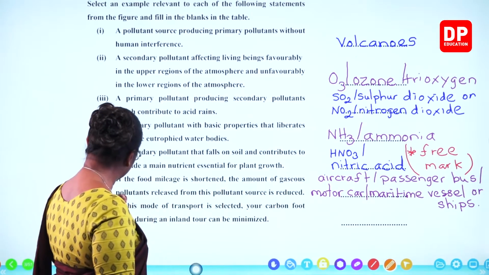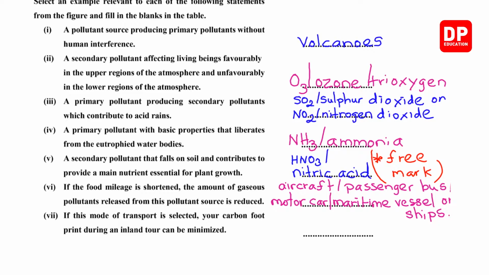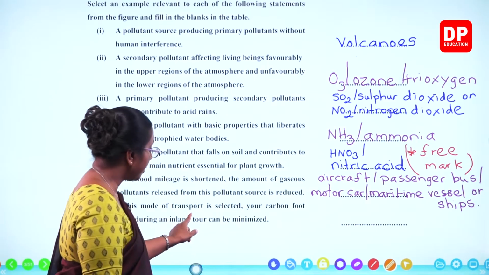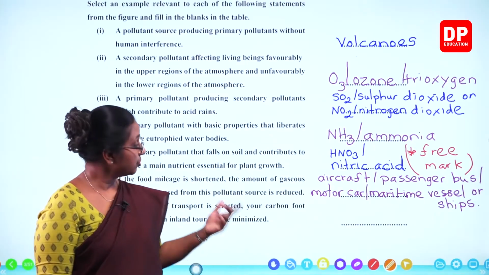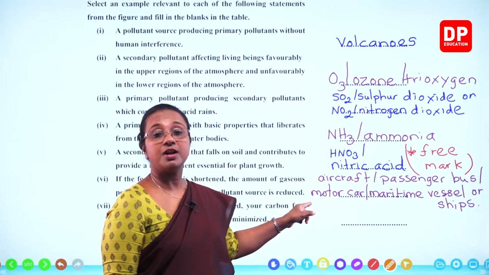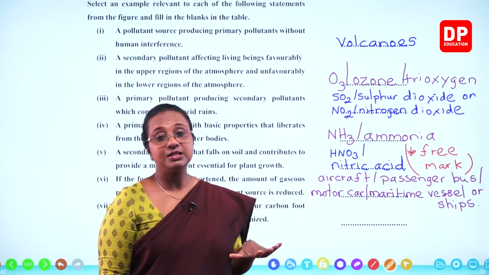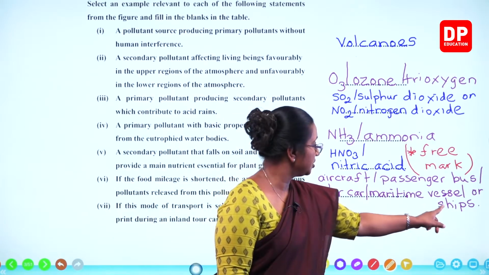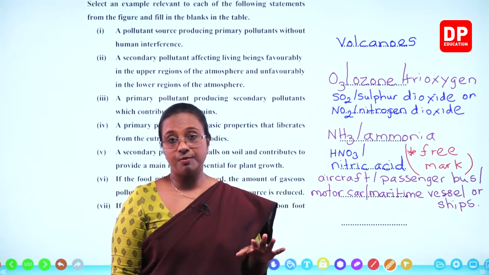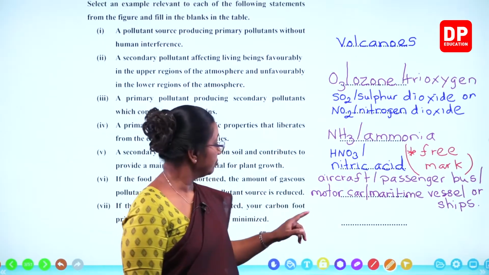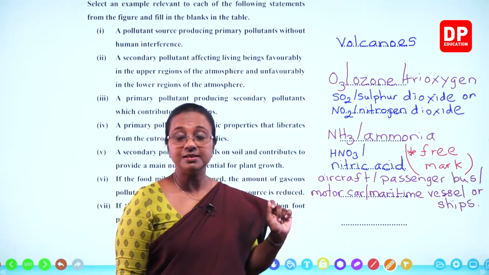Then, the last part of the question: if this mode of transport is selected, your carbon footprint during an inland tour can be minimized. So again, look at the words: your mode of transport, your carbon footprint during an inland tour. There are different modes of transport. Usually for an inland tour, we normally don't use a ship or an aircraft. You can use it, but it's not very common. The most commonly used ones are motor car and passenger bus.